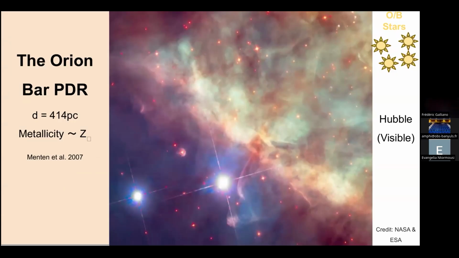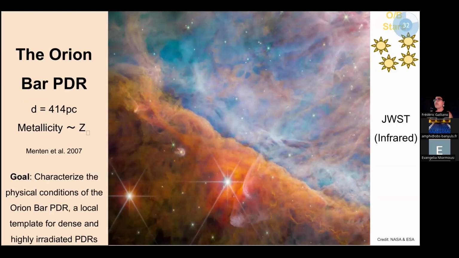So to introduce our target, it is the Orion bar PDR, as seen here in this image with Hubble in the visible. So the Orion bar PDR sits at a distance of around 414 parsecs. So this is within the Milky Way, and this sits at about a metallicity of Z solar. And so you can see here, this is what it looks like in the visible. But if we go to longer wavelengths in the infrared with something like JWST or Herschel, we can see a lot of the gas structure and the interplay between the gas and the dust and the heating mechanisms.